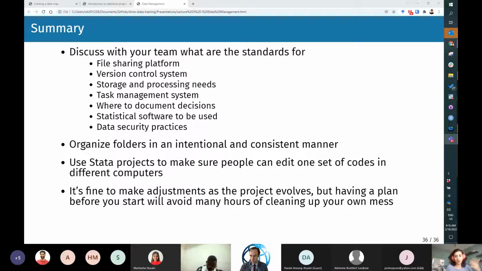So what does my team do? We use the cloud. So basically, what this means is that we have either OneDrive or Dropbox.